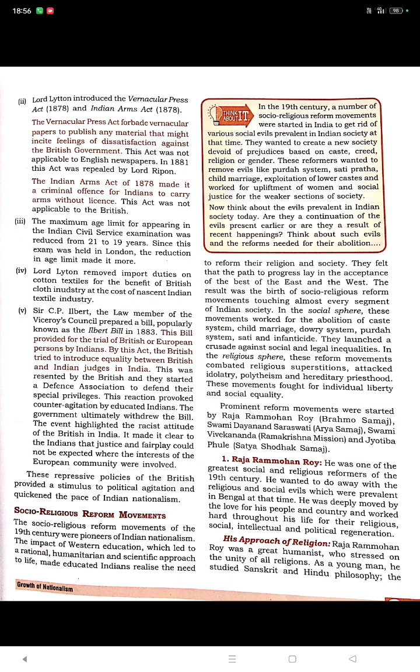Okay, let's see the Indian Arms Act. Indian Arms Act was made in 1878. It made it a criminal offence for Indians to carry arms without license. This act made it a criminal offence for Indians without a license.